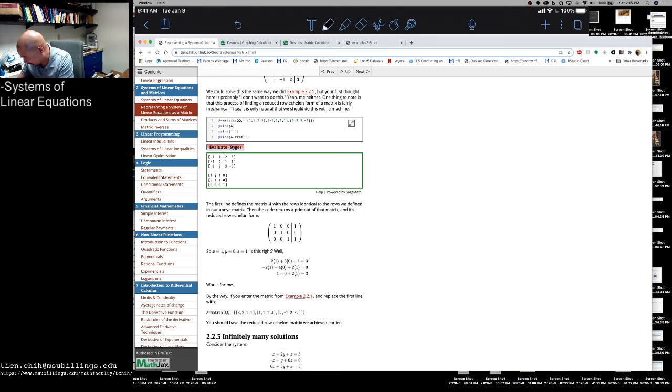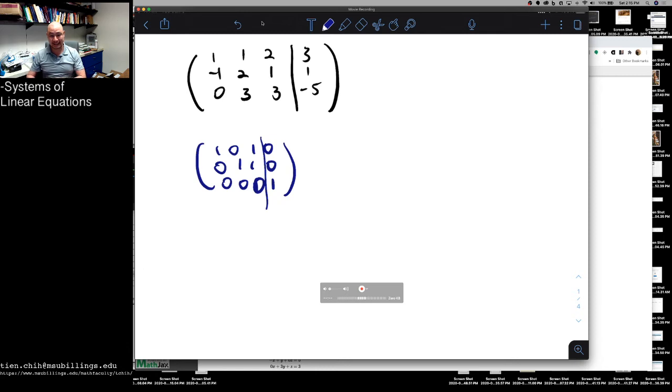And I have this augmented matrix here, which I'm going to write out. First row is 1, 0, 1, 0. Second row is 0, 1, 1, 0. And the last row is very curiously 0, 0, 0, 1. Alright, so that's the reduced row echelon form of this original matrix.